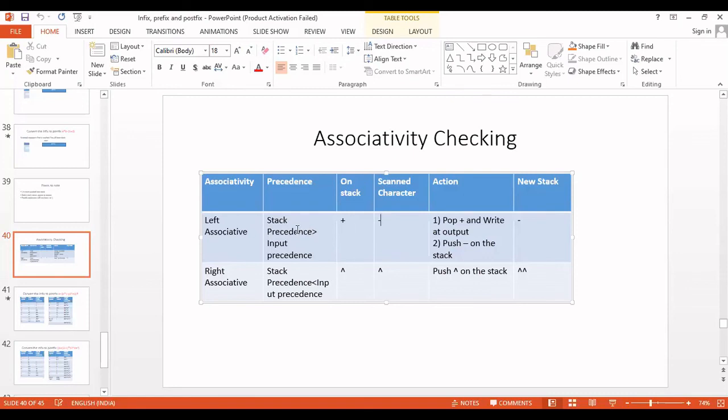So in case of left associative, whatever is available on the stack will have more precedence than the current input symbol. That means this plus available on the stack will have more precedence than the current symbol, that is minus. So you can't push minus onto the stack. That's why I told you, first pop the operator from the stack and write it at the output. That means you are going to pop this plus symbol and write it at the output.